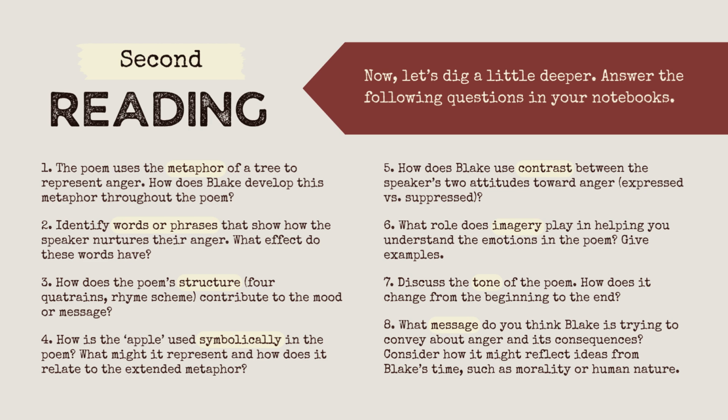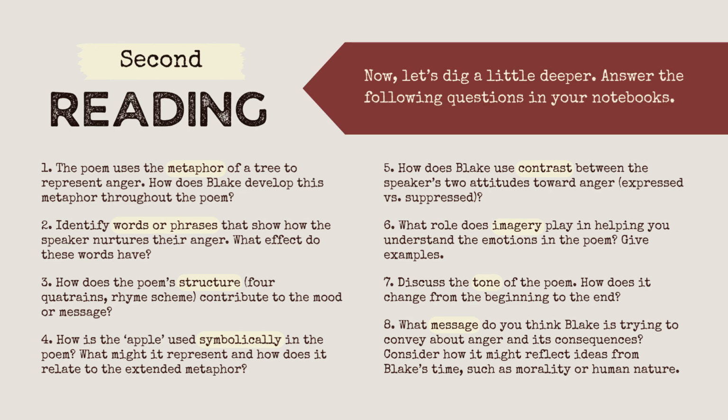Second reading. Now, let's dig a little deeper. Answer the following questions in your notebooks. 1. The poem uses the metaphor of a tree to represent anger. How does Blake develop this metaphor throughout the poem? 2. Identify words or phrases that show how the speaker nurtures their anger. What effect do these words have? 3. How does the poem's structure, four quatrains, rhyme scheme, contribute to the mood or message? 4. How is the apple used symbolically in the poem? What might it represent and how does it relate to the extended metaphor?